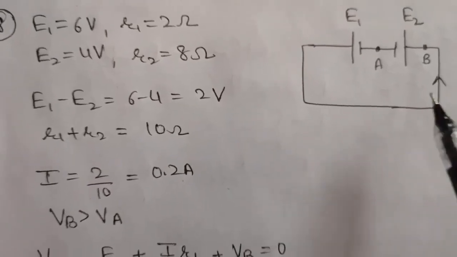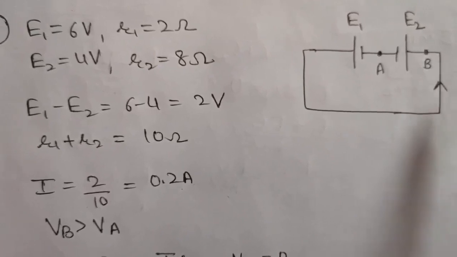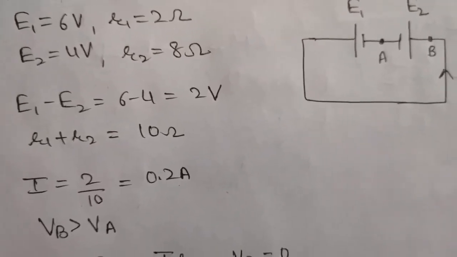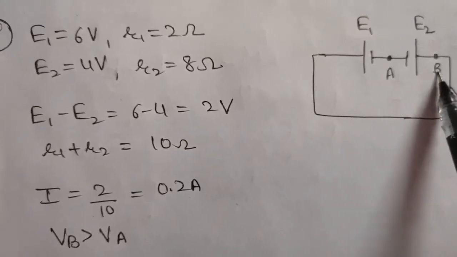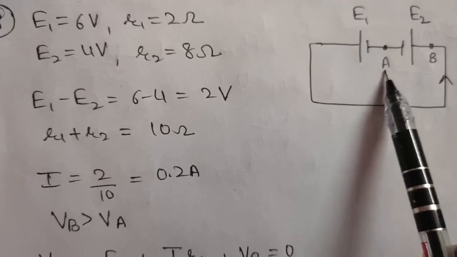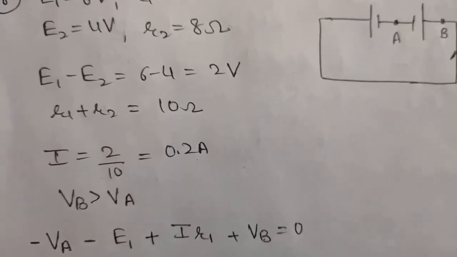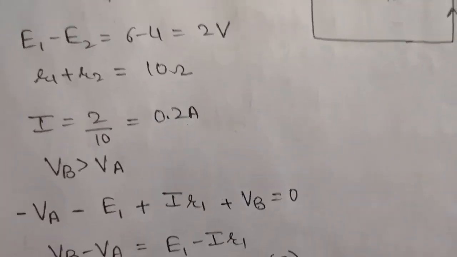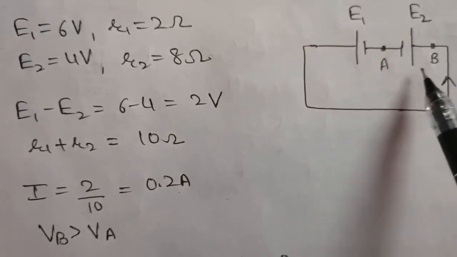Now, if you clearly see in the circuit, the direction of current is already mentioned. And as you know, current always travels from high potential to low potential. Therefore, we can conclude that B is at high potential and A is at low potential. So VB will be greater than VA. So we will be calculating VB minus VA because VB is greater. Now use Kirchhoff's law. We have to calculate potential difference between these two.